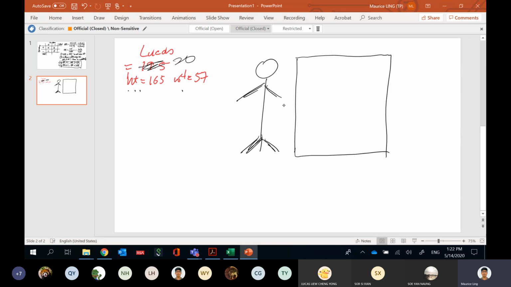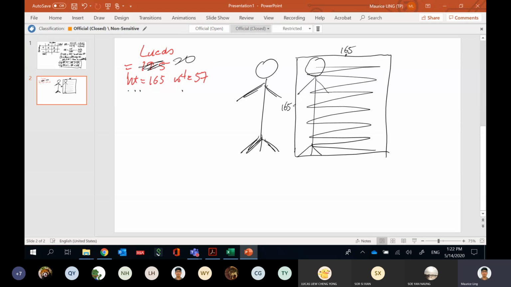Here is your height, 165. Okay, 165 here. Makes sense, right? This is how you draw in maths anyway. So what I'm going to do to Mr. Lucas is this. If I put you in a square pen of 165 centimeter exactly, and what I do is I steamroll Lucas flat like a kueh lapis.